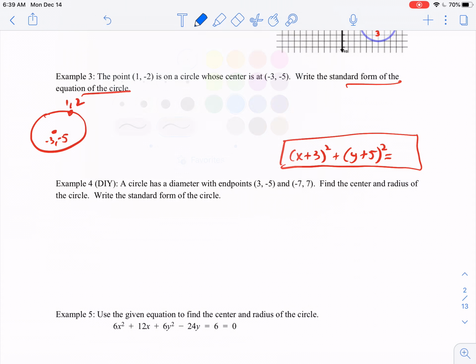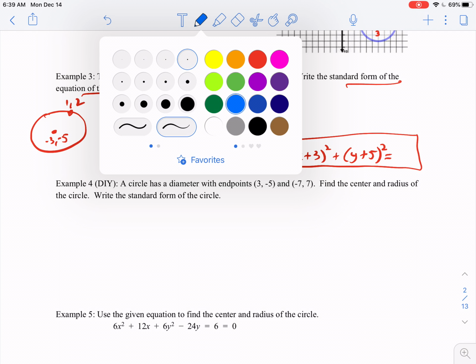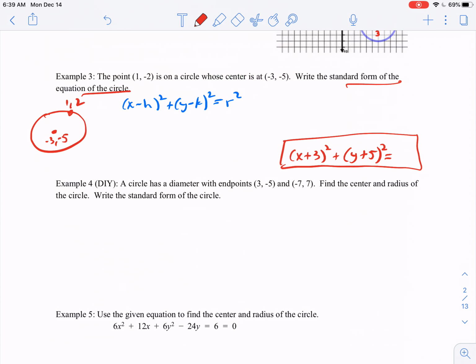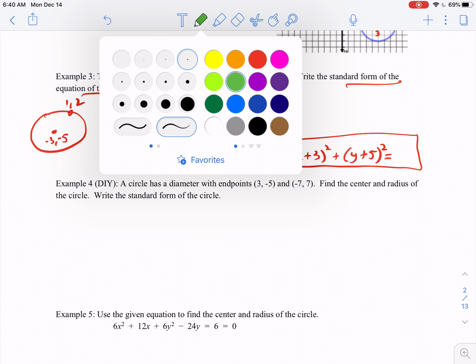I guess what I like to do is write down x minus h squared plus y minus k squared equals r squared. I just write the circle formula down, and then I put the center, which would be the negative 3, negative 5, and then I'll put the solution point. X is 1, y is 2.